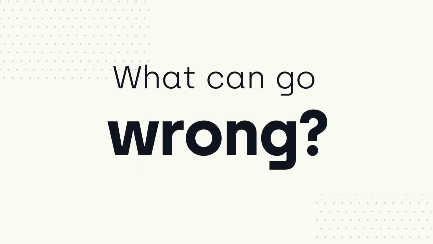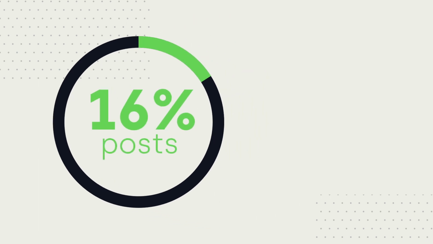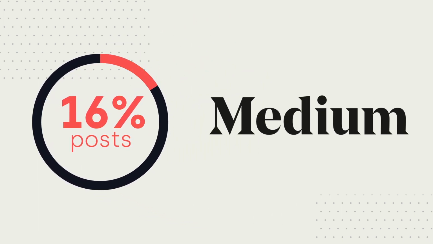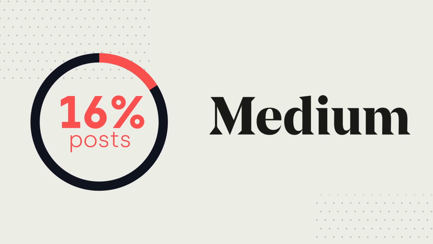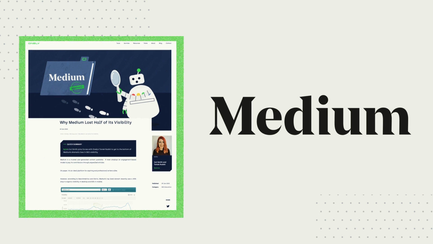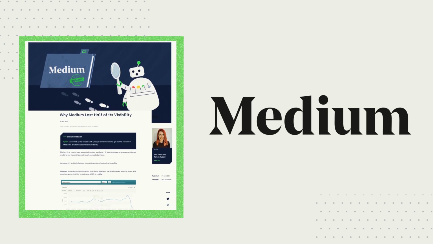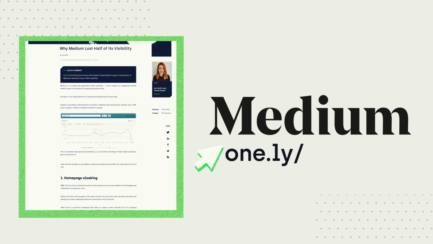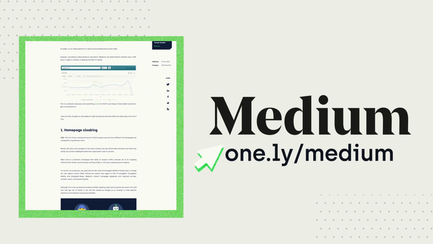So, what can go wrong if you don't have a sitemap or you don't properly format it? I'll give you a very interesting example. 16% of Medium posts cannot be found on Google. We're talking about hundreds and hundreds of articles. We actually have an article going deep into why Medium lost half of its visibility at the end of 2019. If you would like to read it, the link is in the description.